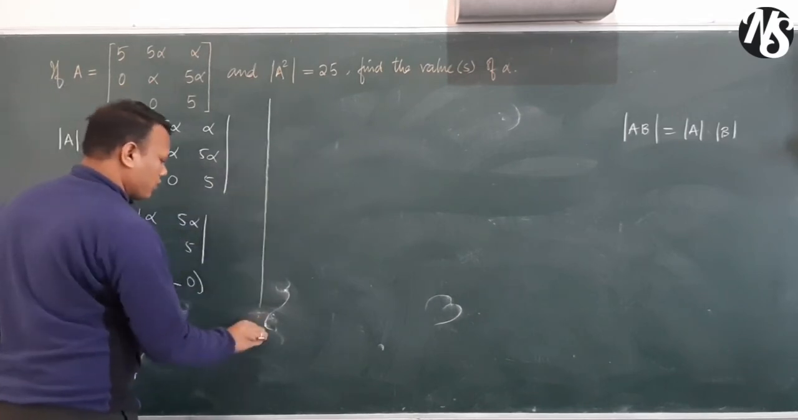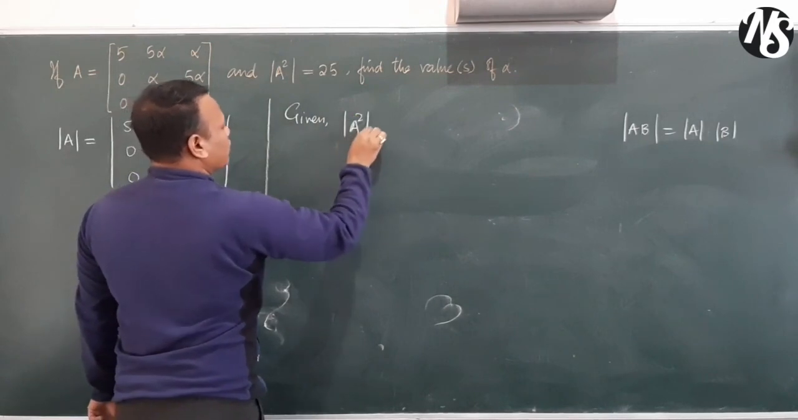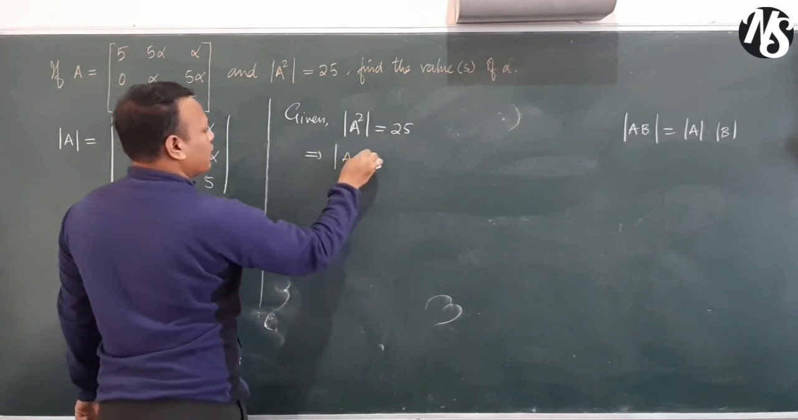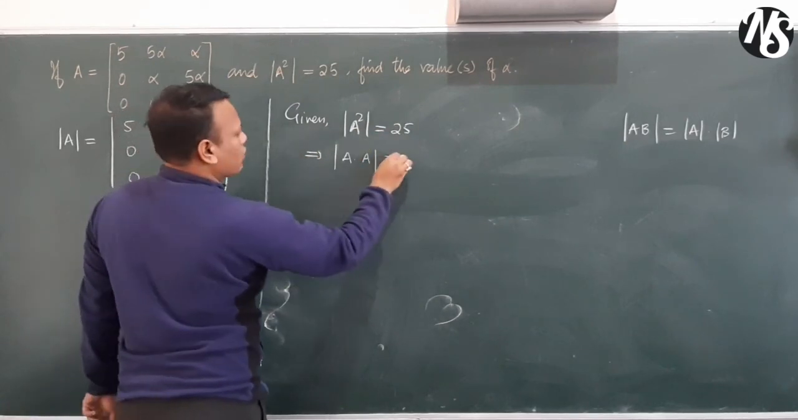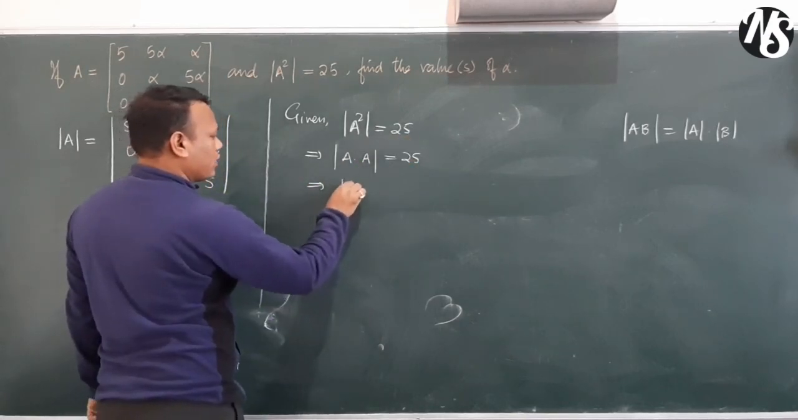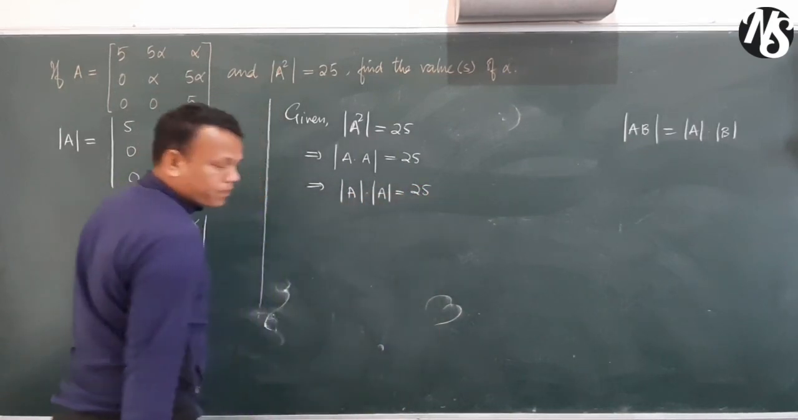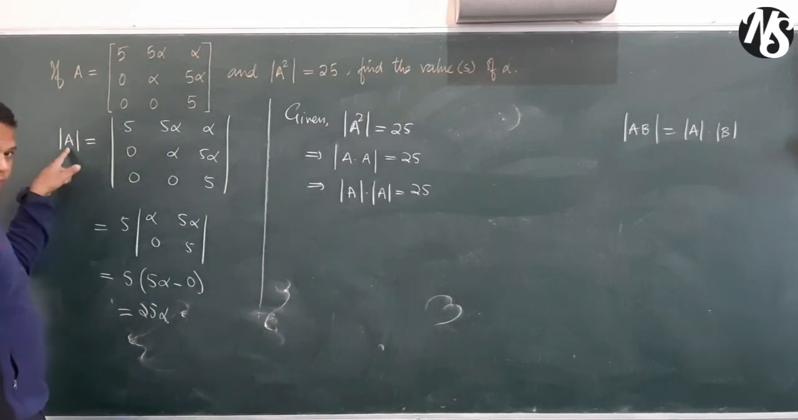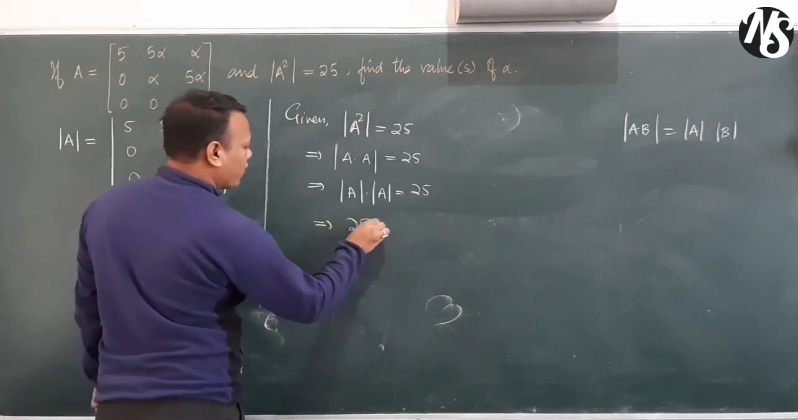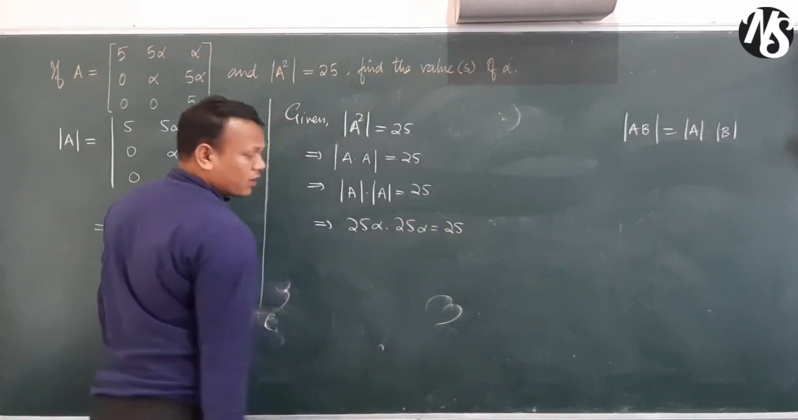Now given is determinant of A square is 25. Can I write this as A into A? Yes. Now using that particular formula, can I write this as determinant of A into determinant of A? So this is 25. Now what is determinant of A? It is 25 alpha. So this becomes 25 alpha into 25 alpha, equal to 25.